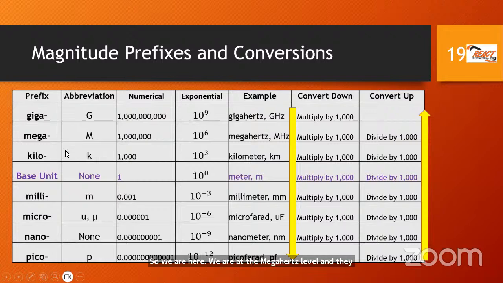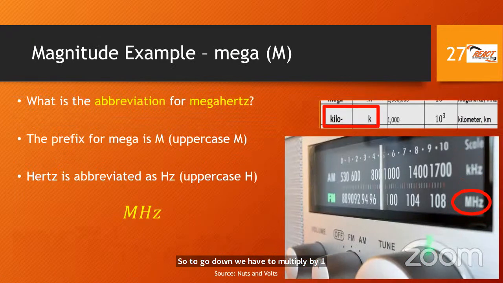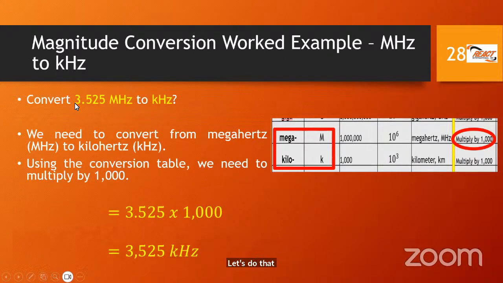Well, that's one level down. And we know when we convert down, we multiply by 1,000. So to go down, we have to multiply by 1,000. Let's do that. So we are converting 3.525 megahertz to kilohertz. So we are multiplying by 1,000. So we take the 3.525 multiplied by 1,000 to convert it, and we get 3,525 kilohertz. Folks, it's as simple as that.